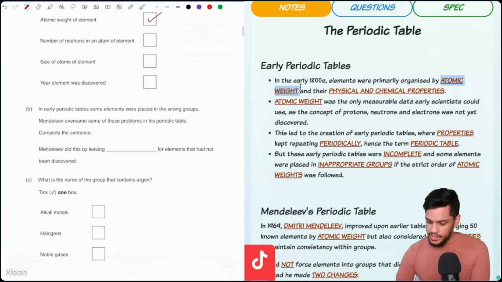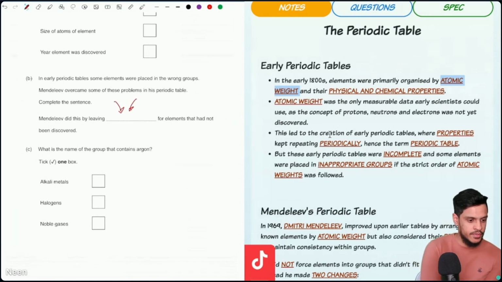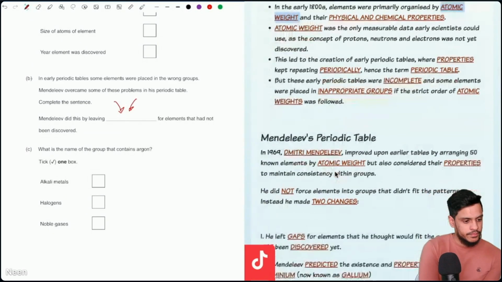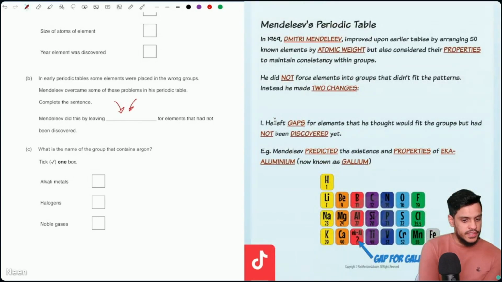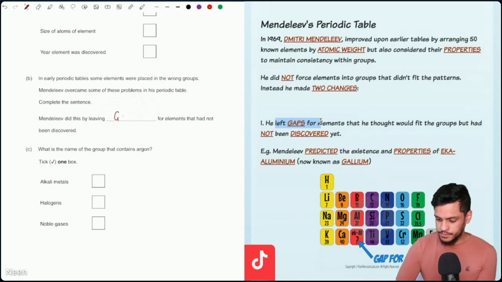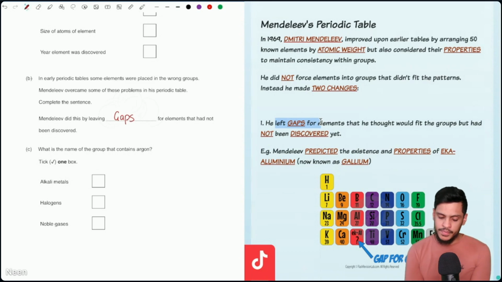Next question. In early periodic tables, some elements were placed in wrong groups. Yep, well done, Lucy. It was weight. Mendeleev overcame some of these problems in his periodic table. Mendeleev did this by leaving, what's this? What did he leave? We've got it here in the notes as well. So Mendeleev left gaps. He left gaps for elements that had not been discovered.